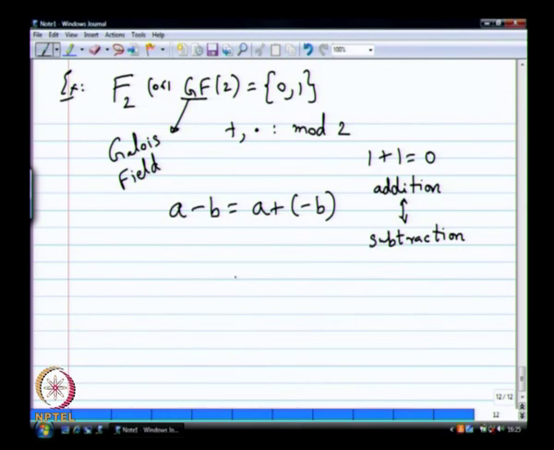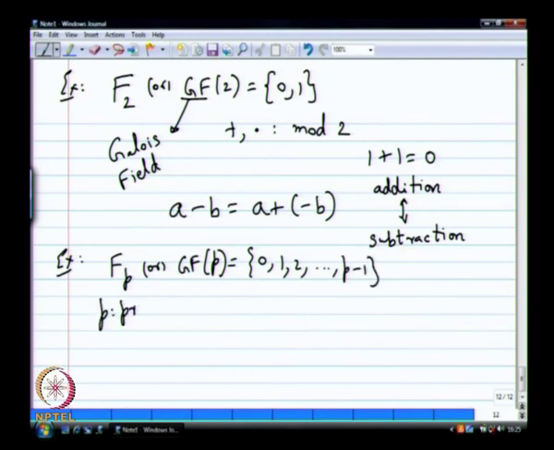So, this is a curious thing about this field in particular. There are other fields. I will give you another example, a very generic example of what is called FP or again GFP: 0, 1, 2, so on till p minus 1. And what is p? P should be a prime number. So, you should take it as a prime number.